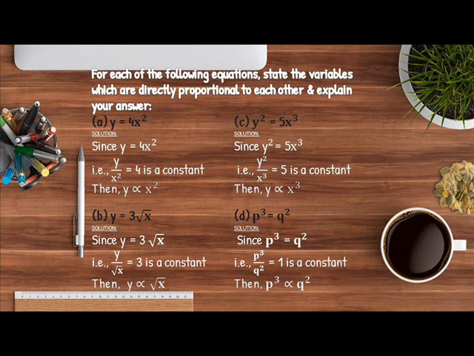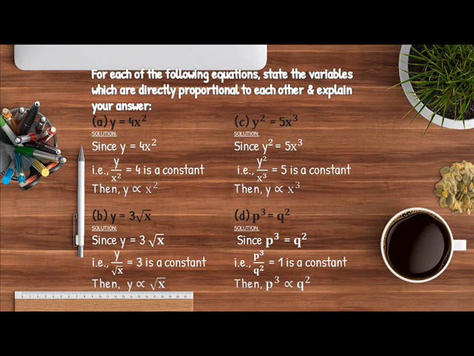Well, 4 equations are given. We will simply extract the constants. That is, in the first equation we have 4, in the second one we have 3, in the third one we have 5, and in the final one we have 1. After mentioning all the constants, we will simply write the variables which are directly proportional to each other.